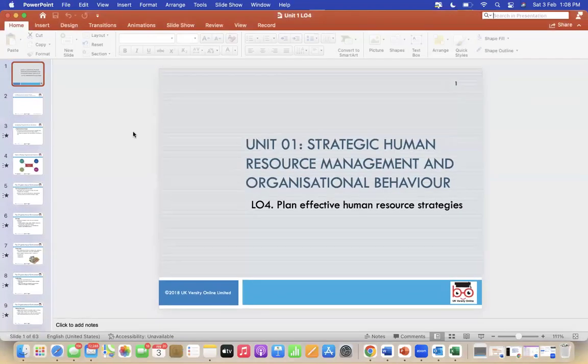Hello, everyone. Today, we're going to go through learning outcome number 4 for unit number 1, which is strategic human resource management. And we're going to go through how to plan effective human resource strategies, essentially.